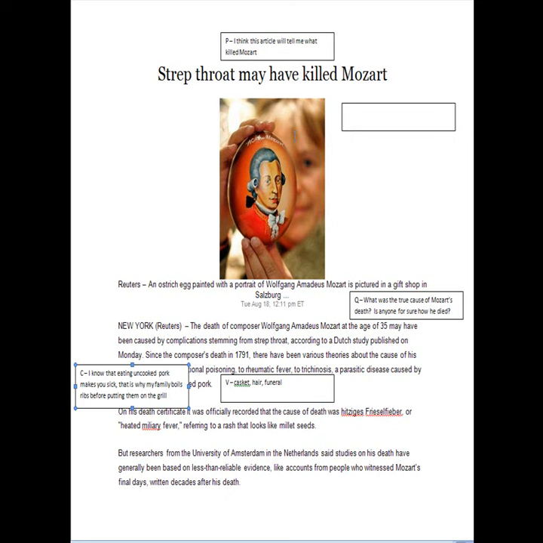If we go on a little further, we can read: on his death certificate, it was officially recorded that the cause of his death was heated miliary fever, referring to a rash that looks like a millet seed. But researchers from the University of Amsterdam in the Netherlands said studies on his death have generally been based on less than reliable evidence, like accounts from people who witnessed Mozart's final days, written decades after his death.